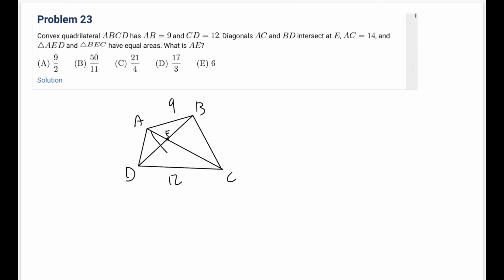Okay, so this is the key point. This triangle and this triangle have equal areas. And what that can only mean is that this must be an isosceles trapezoid.